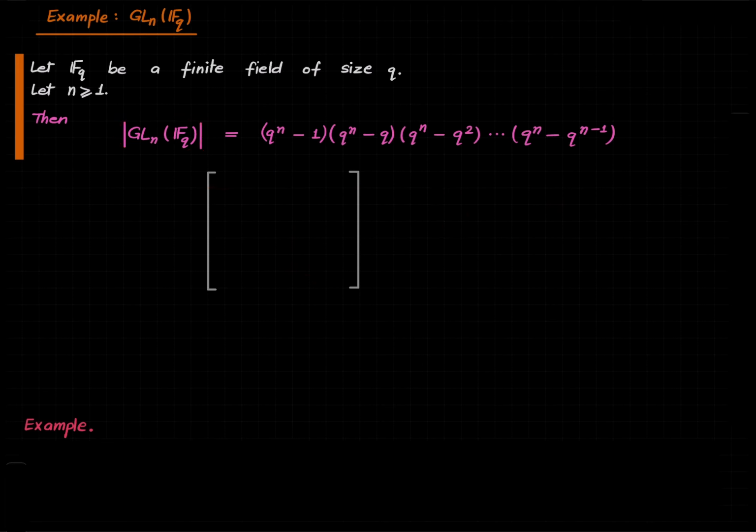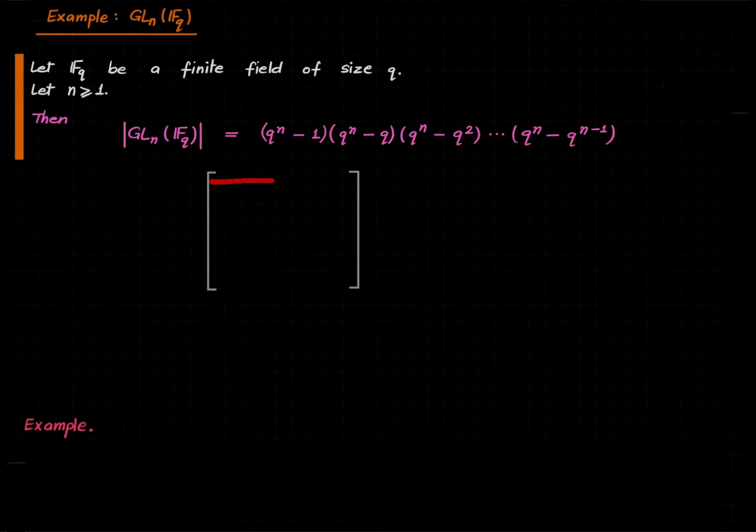Once you realize that, in the first row, what you can do is pick any non-zero vector. To fill up the first row, just pick any non-zero vector and then fill up the row according to the entries of that vector. There are a total of Q to the n vectors in this particular vector space, but you cannot pick the zero vector because otherwise there is no chance of them being linearly independent. So except for the zero vector, you can fill whatever you want. So there are so many choices here.